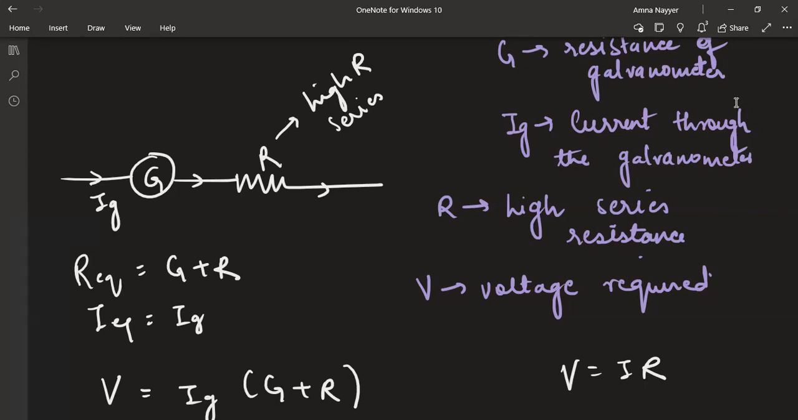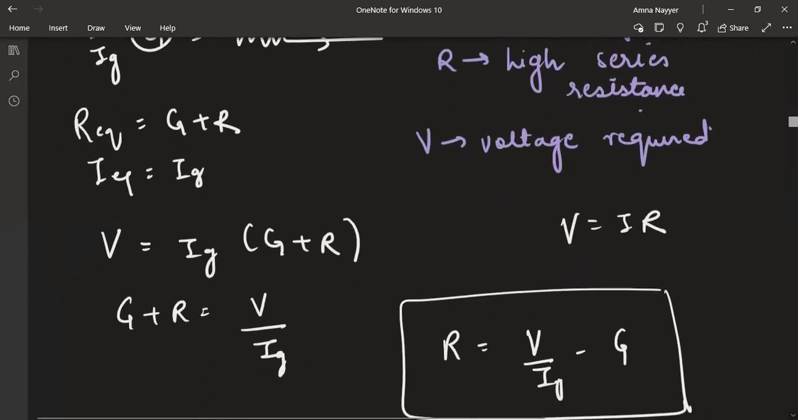And now when you write down the formula for this, the formula of the resistance is V by Ig minus capital G. So V by Ig minus capital G is the formula of resistance. So a high series resistance. All right.